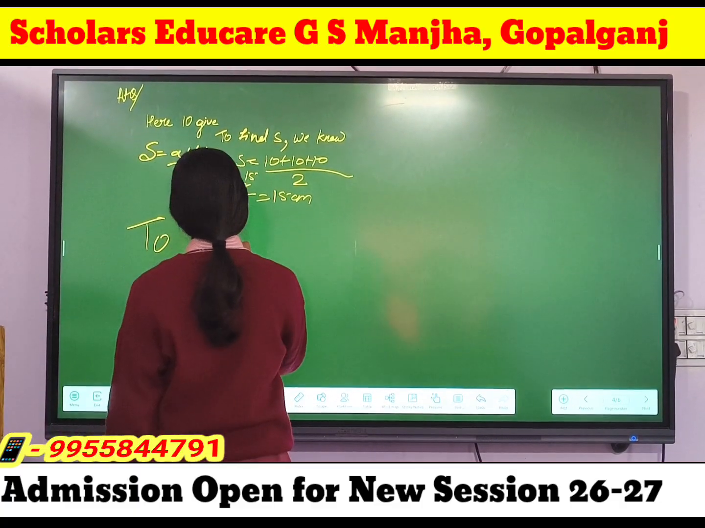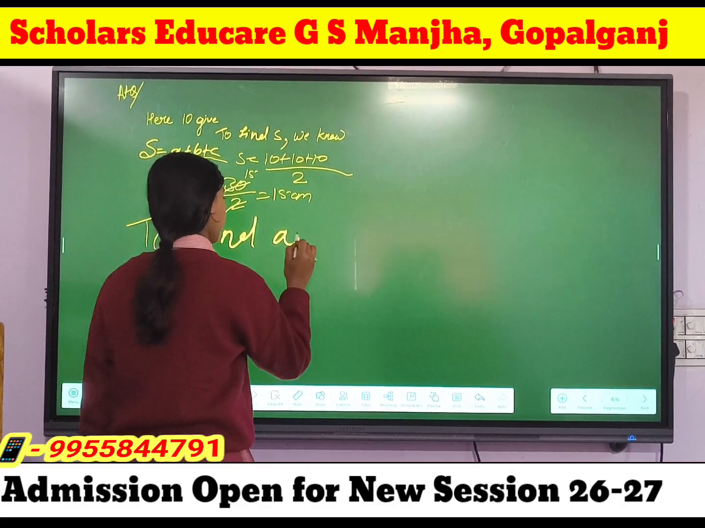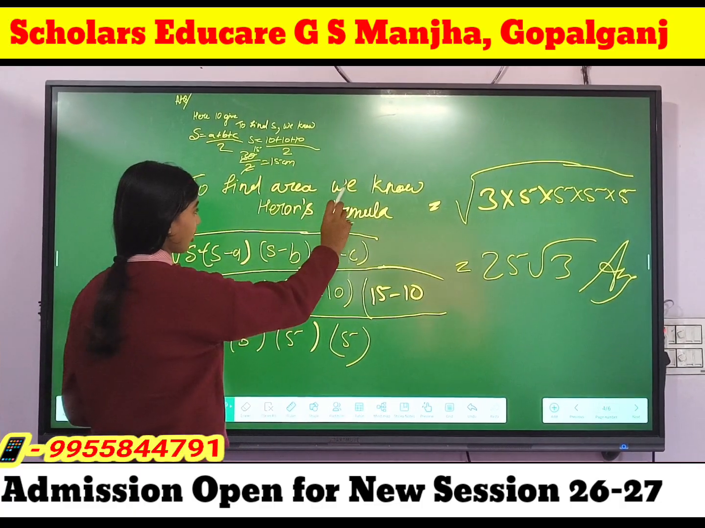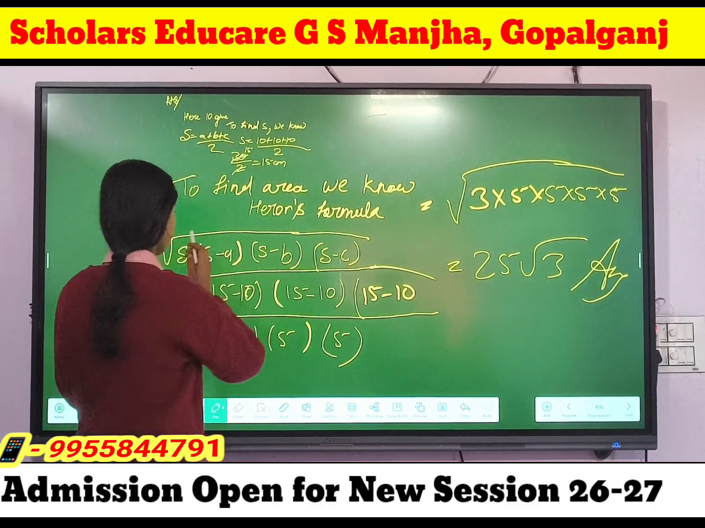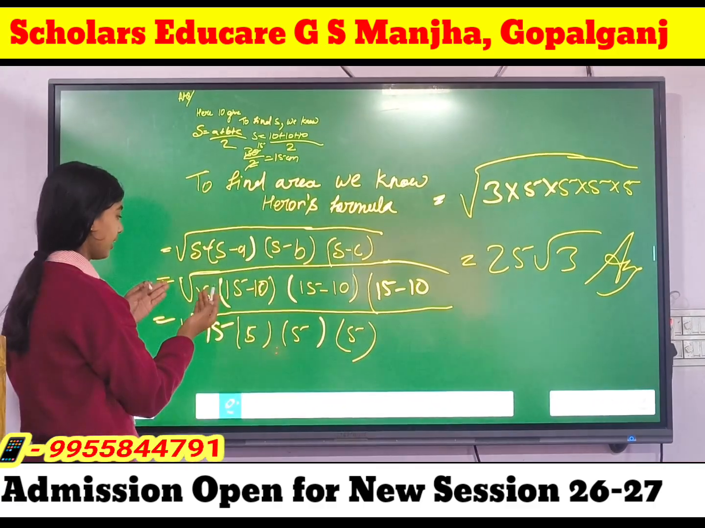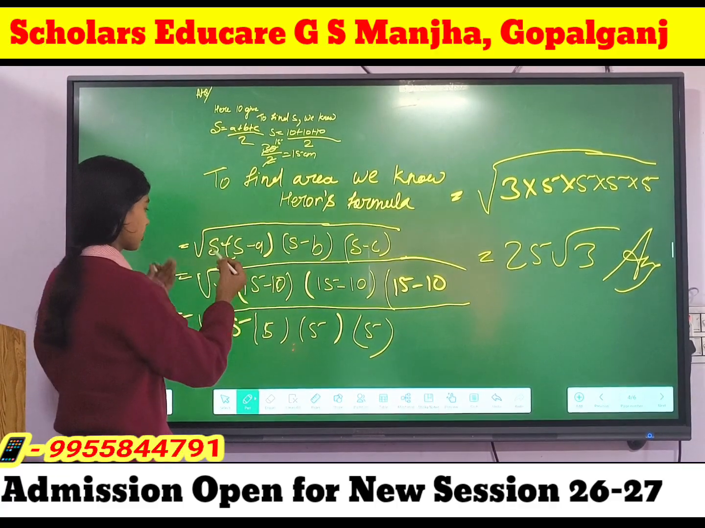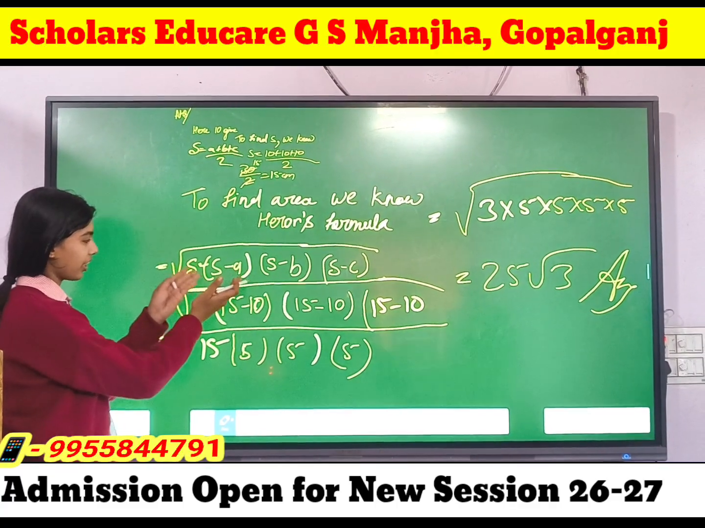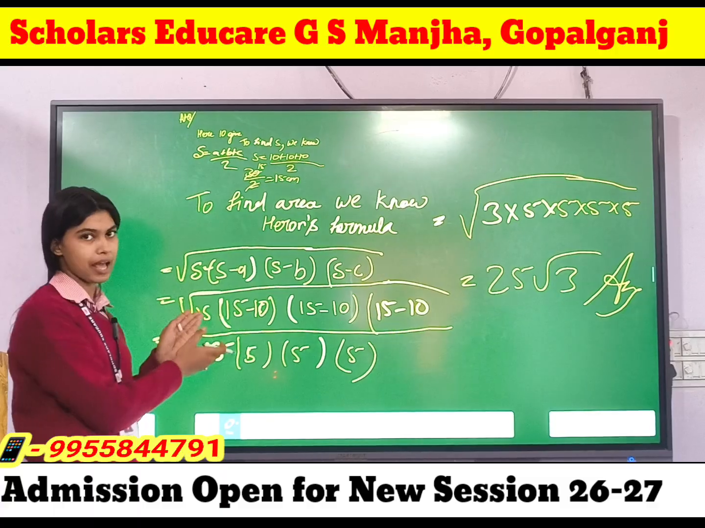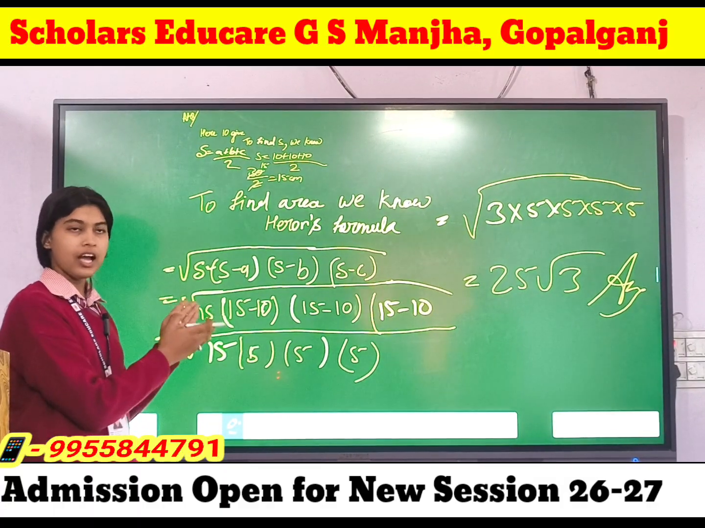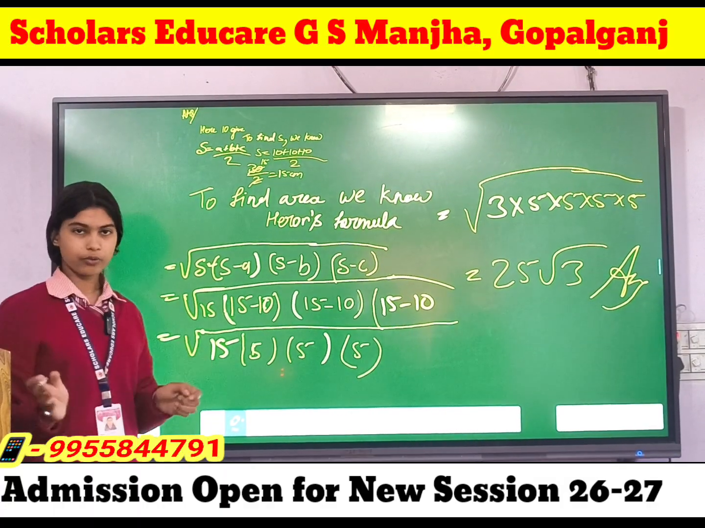To find the area, we know Heron's formula. This is Heron's formula, and the total s is 15 according to the formula, and a is 10 according to the question.